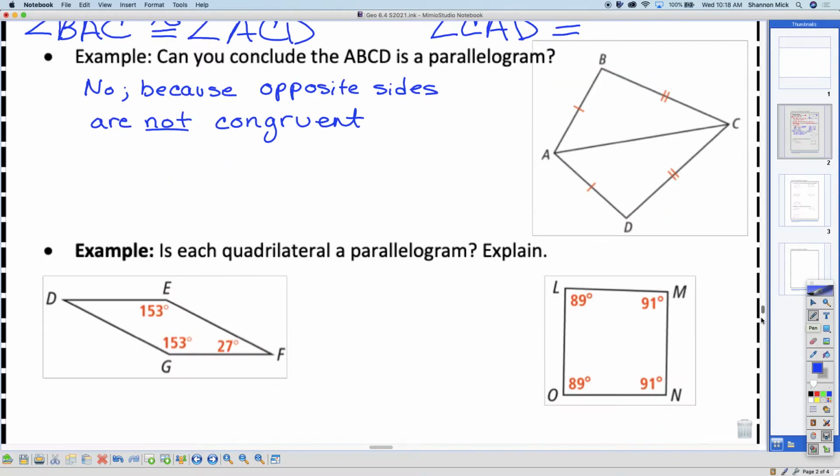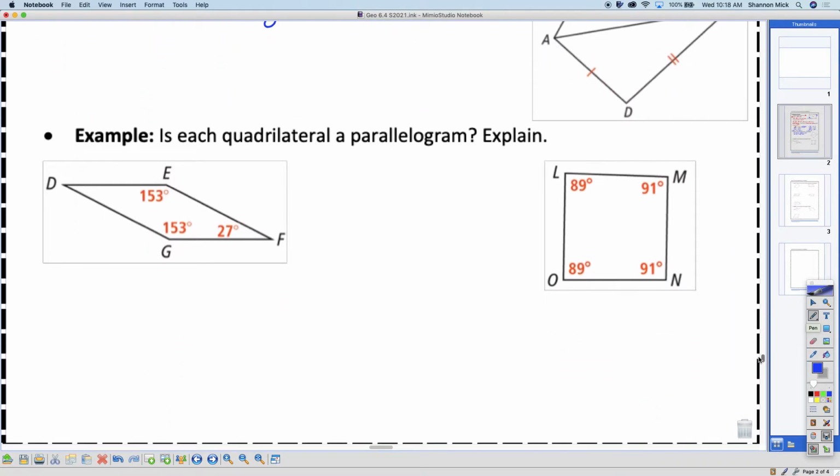Okay, so next one. Are they a parallelogram? Explain yes or no. Yes, because D and F have the same angle. Well, D would have the angle of F, that would be 27. But no, we only have to go off what we have. Just start with what we have first.